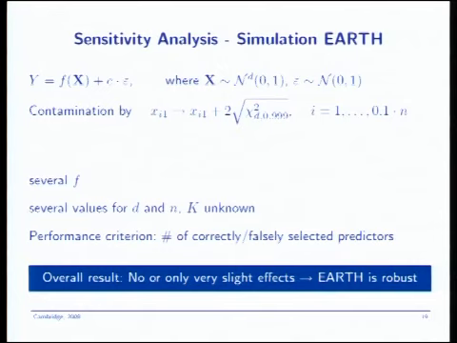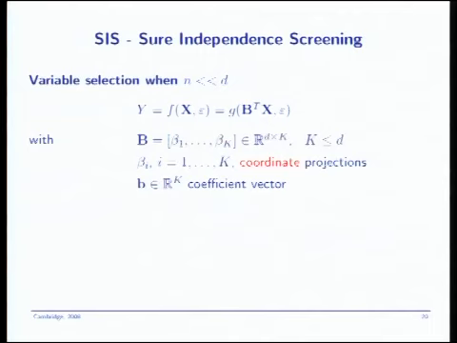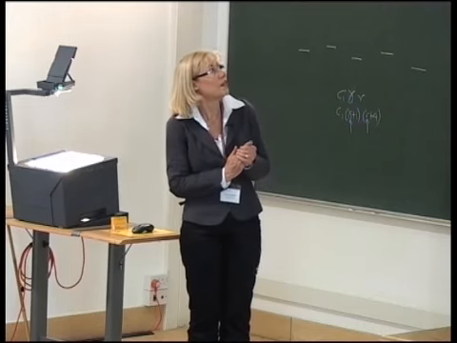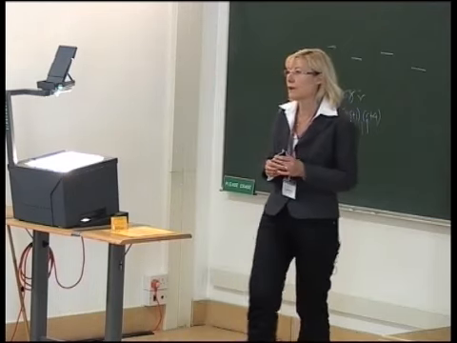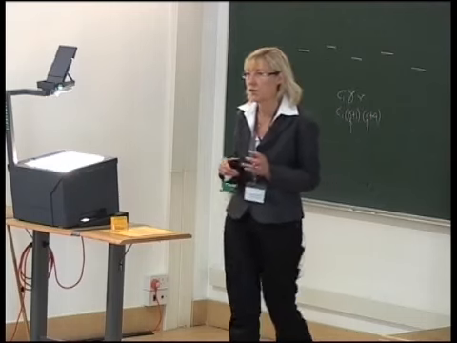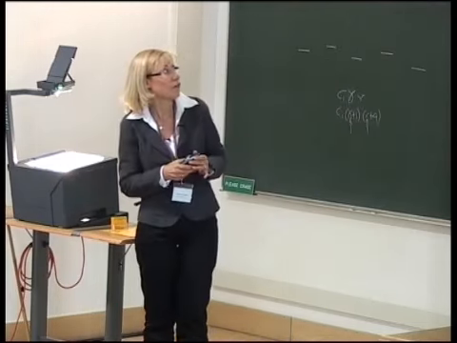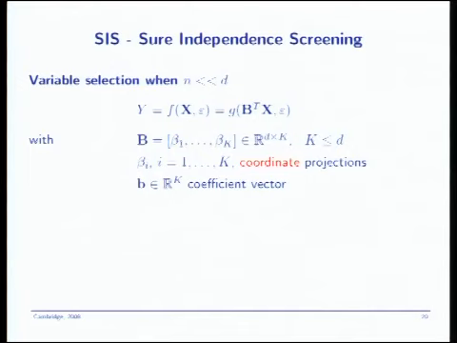So that has been Earth and its robustness, especially when combined with Mars. And now I would like to come to the last section of my talk, which is SIS, which stands for Sure Independent Screening, which has just been introduced in a recent article in the Journal of the Royal Statistical Society by Jianqing Fan. And well, we have been looking at it, and we were invited to give a discussion of this nice article.